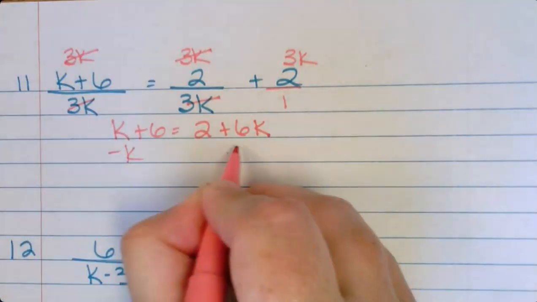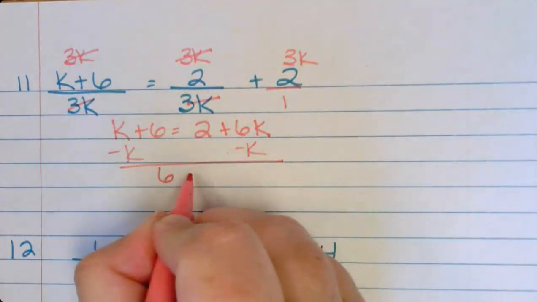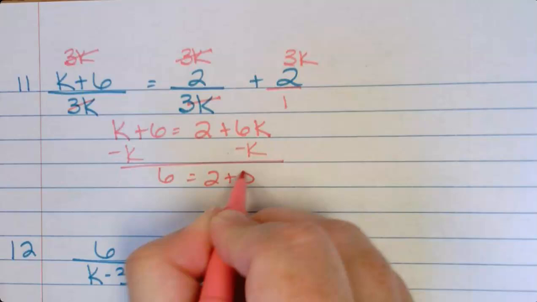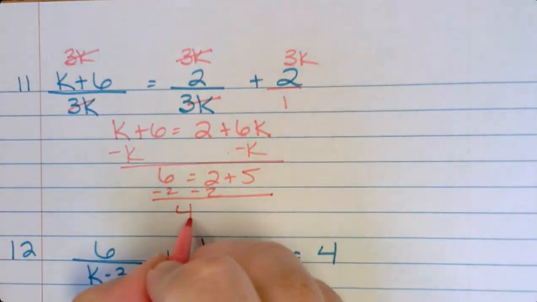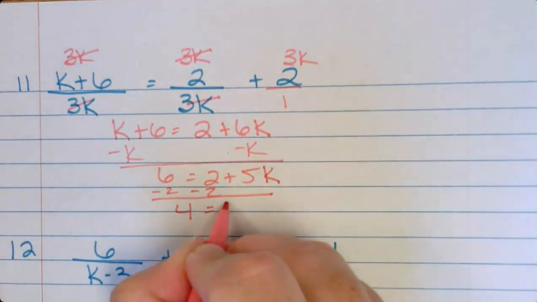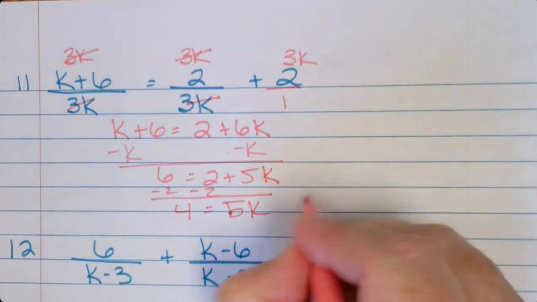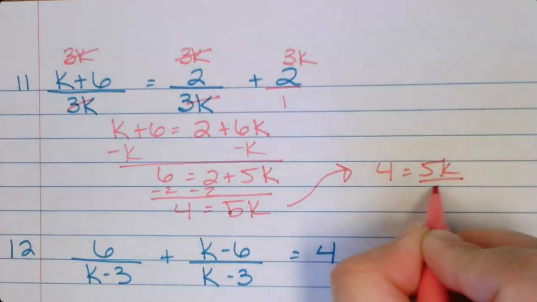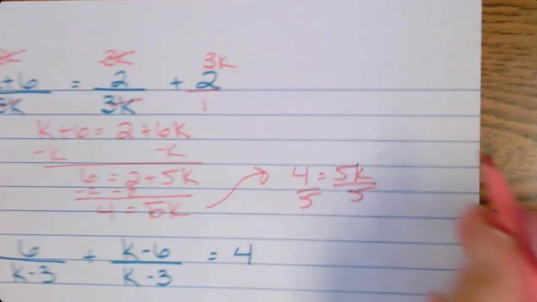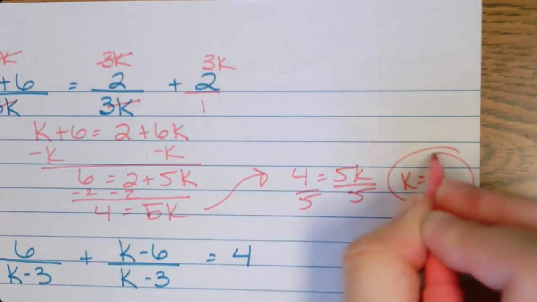So minus k, so 6 equals 2 plus 5k. I'm going to have to write smaller. Minus 2, so we get 4 equals 5k. Divide by 5, so k equals 4 over 5.